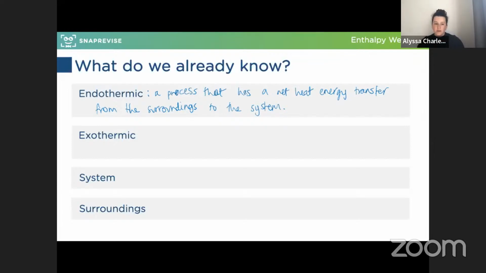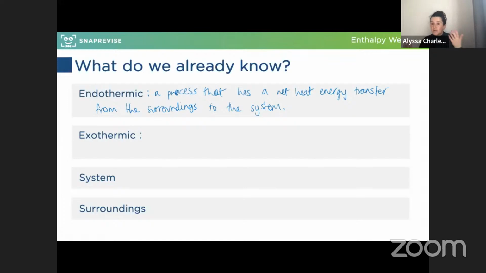How do we remember that it's endothermic? Hello, I'm not going to pronounce your name properly, so apologies. Welcome, nice to have you here. We're just going through some basics, what we already know. Does anybody have any way of remembering the difference between exothermic and endothermic?